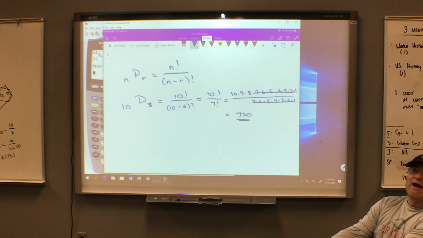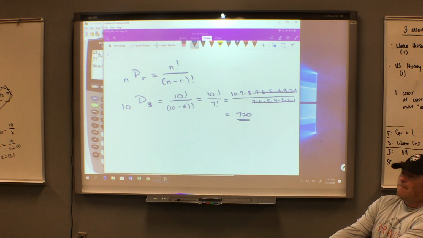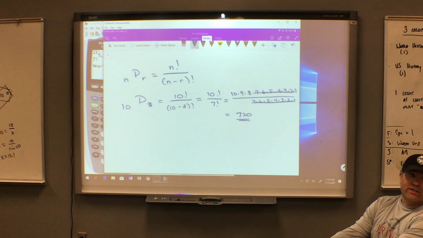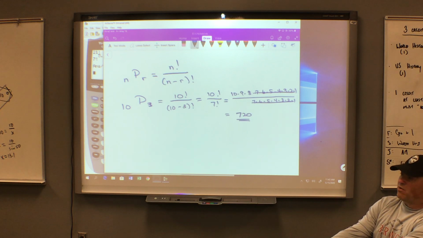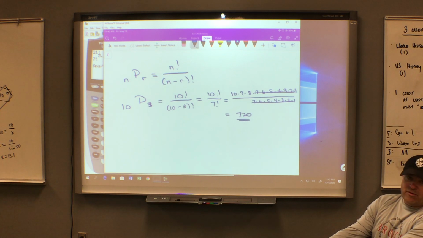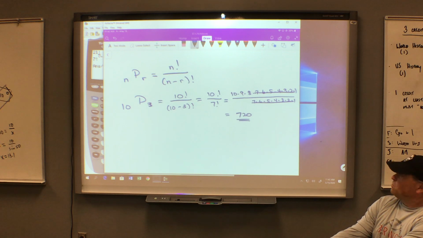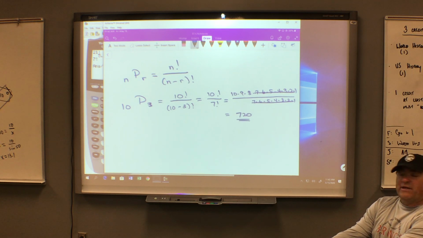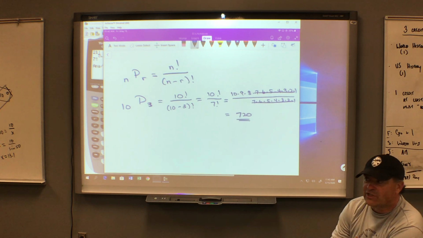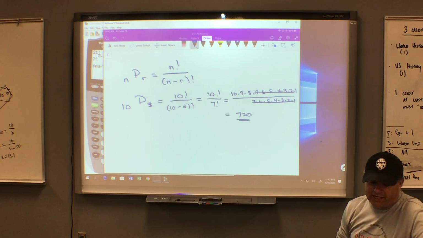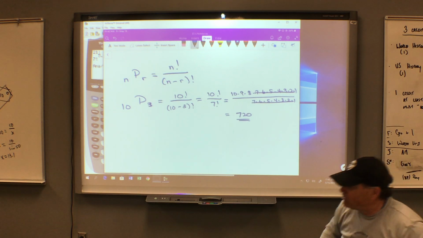So we would calculate how many of those 720 have A as the top vote getter, and then turn that into a fraction, and that probability would be the percent chance that that person has to win. Right now we're basically just calculating what's a full sample size. Okay, on a calculator, let's look at this 10P3.